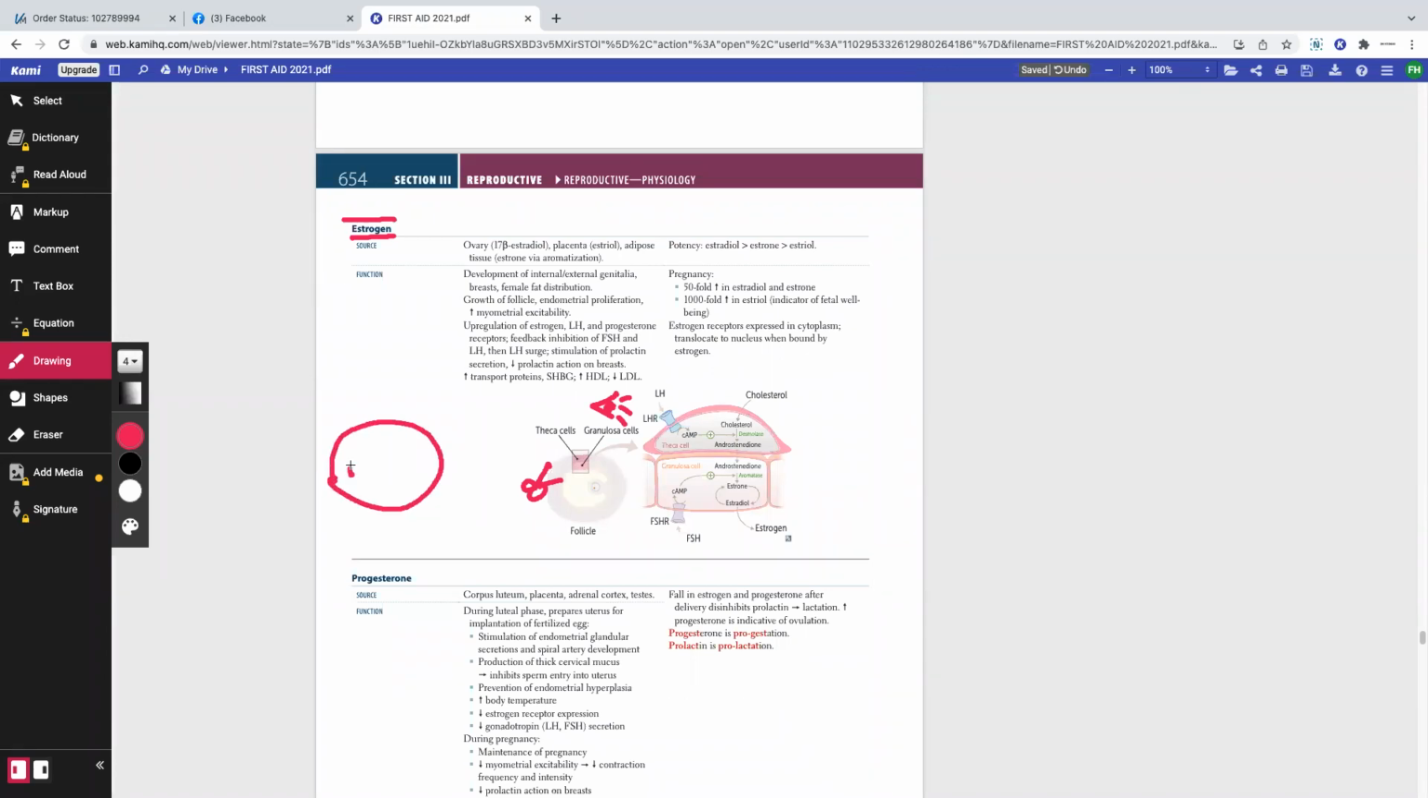They have layers. The outer layer is called the theca layer. The inner layer is called the granulosa layer. This is the theca layer, and this is the granulosa layer. The theca layer is responsible for having the receptor for luteinizing hormone. So the outside layer has the luteinizing hormone receptor.